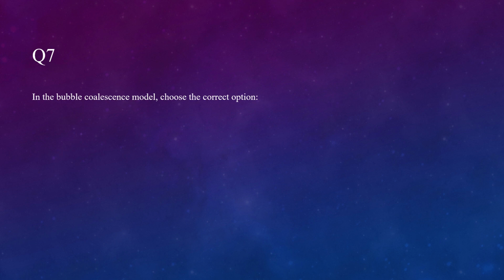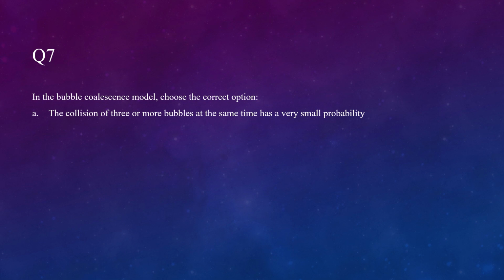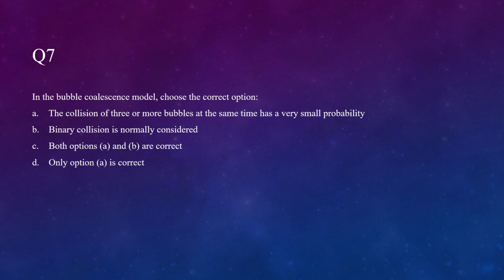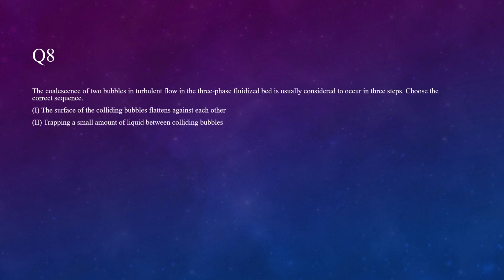In question 7, it is asked that in the bubble coalescence model, the collision of 3 or more bubbles at the same time has a very small probability, and also the binary collision is normally considered. So the answer is both options A and B. Bubble coalescence occurs in the sequence as the bubbles first collide and the surfaces of the colliding bubbles flatten against each other, and then they trap a small amount of liquid between the colliding bubbles. So the answer is 3, 1 and 2.